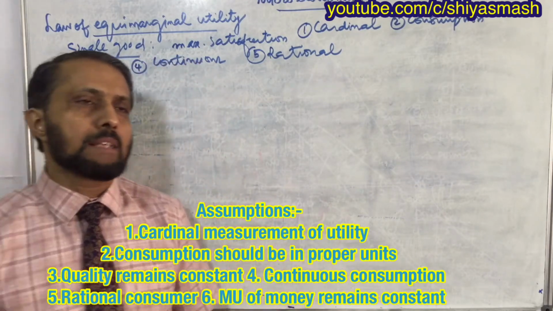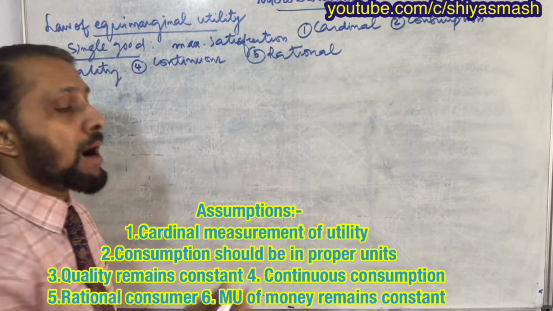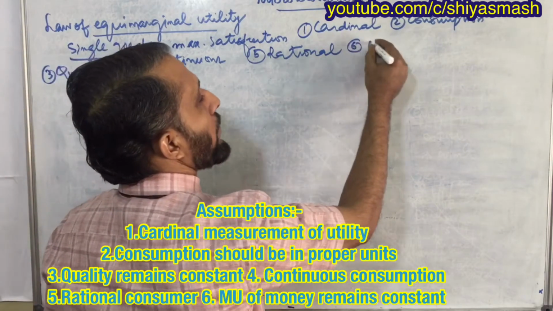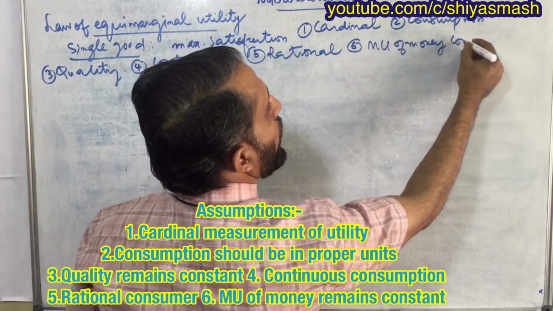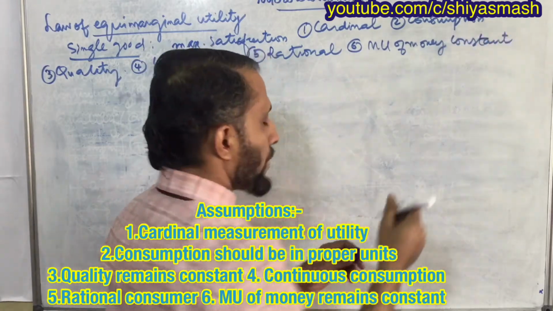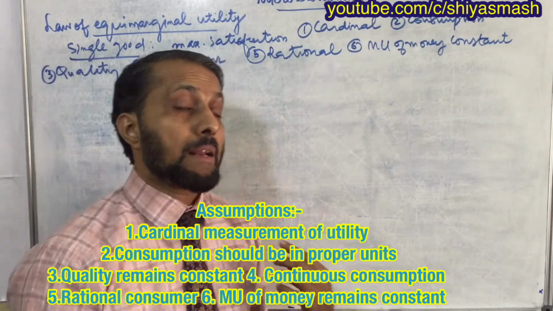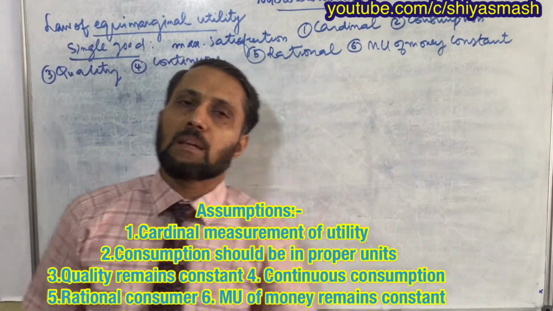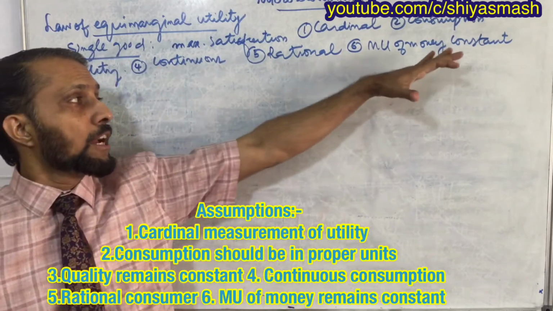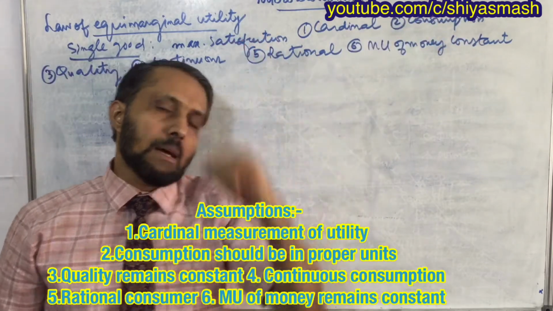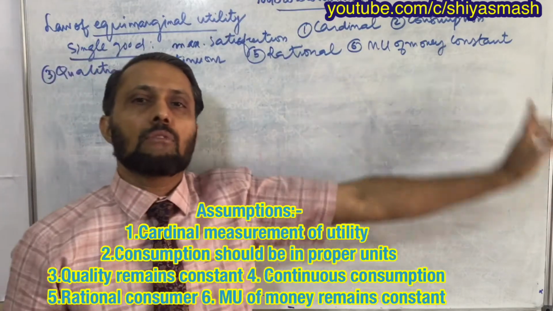One more assumption we have to study regarding this theory, which is special for this one. Marginal utility of money should remain constant. That also we have to study as a part of this theory. MU of money should remain constant. Then only we can purchase the commodity. If the MU is changing, meaning the importance of money is increasing or decreasing, that should not be there. It should remain constant. These are the 6 major assumptions of this theory. The first 5 we learned yesterday. This is an additional assumption for this concept.